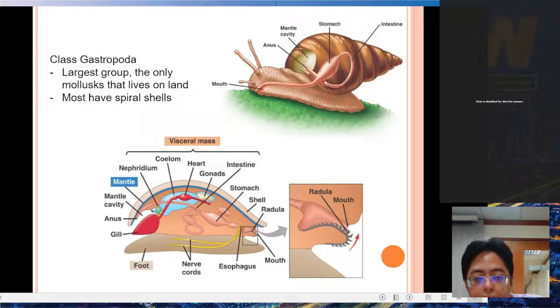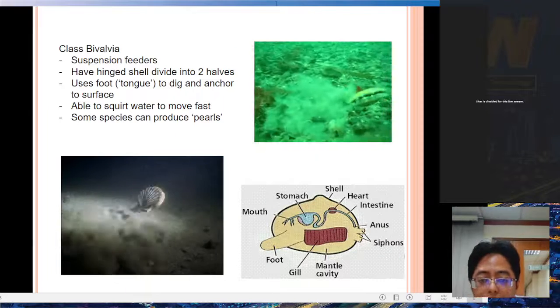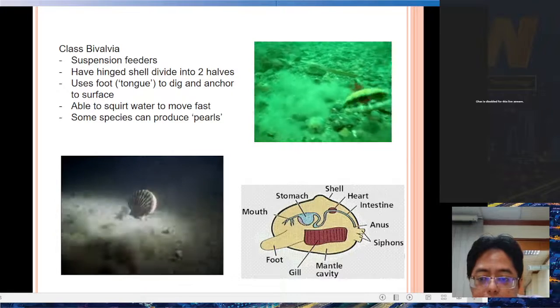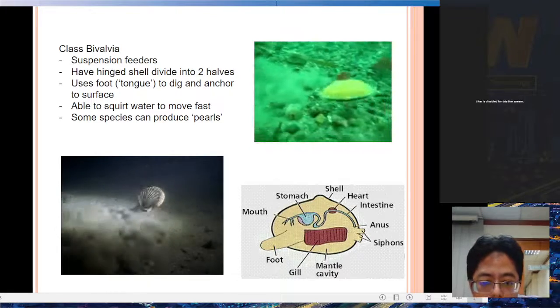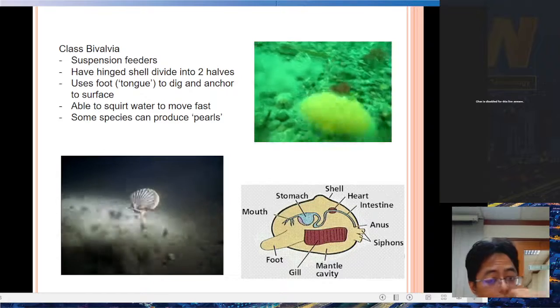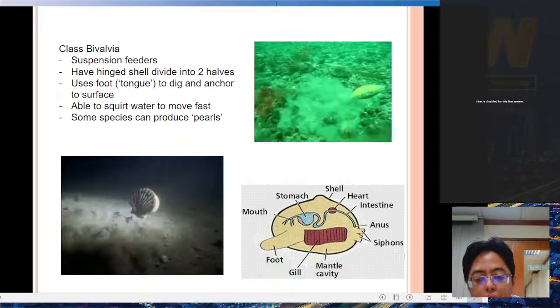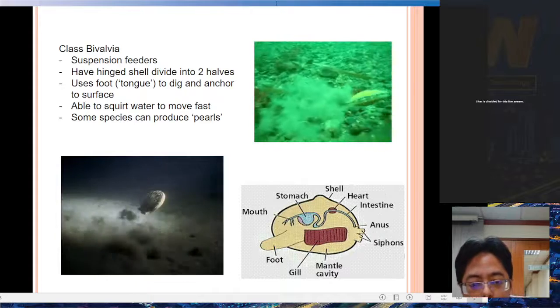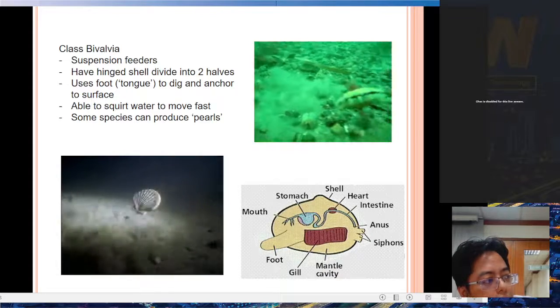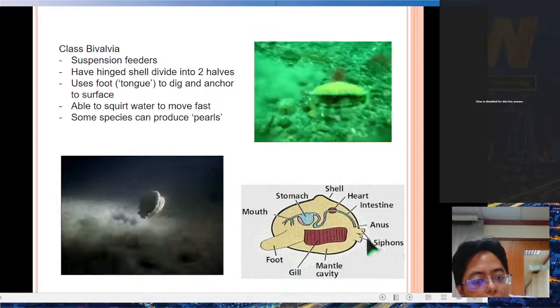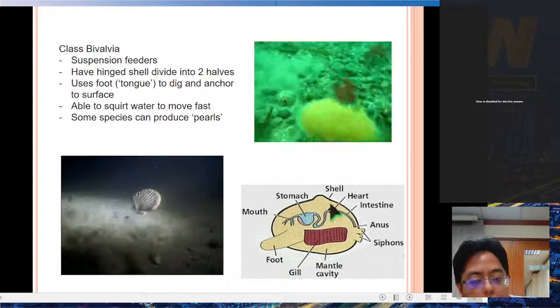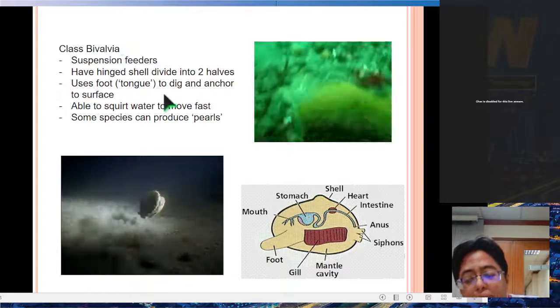Okay, so next will be bivalvia, or two valves. They are able to suck in water through one valve, and it will spit out from another valve. Okay, so there are two valves. If you can see here, 1 and 2. These are the two valves of the bivalves. Okay, so bivalves, they are suspension feeders.